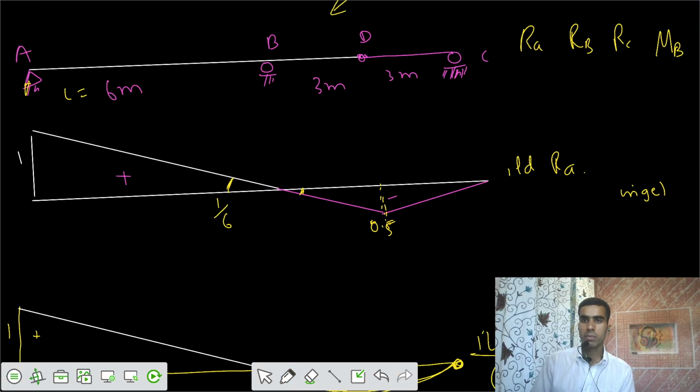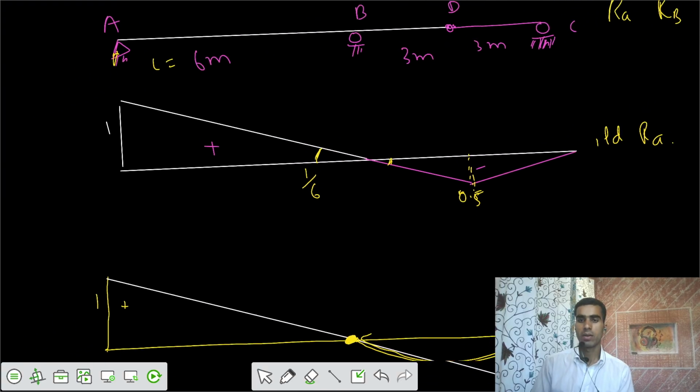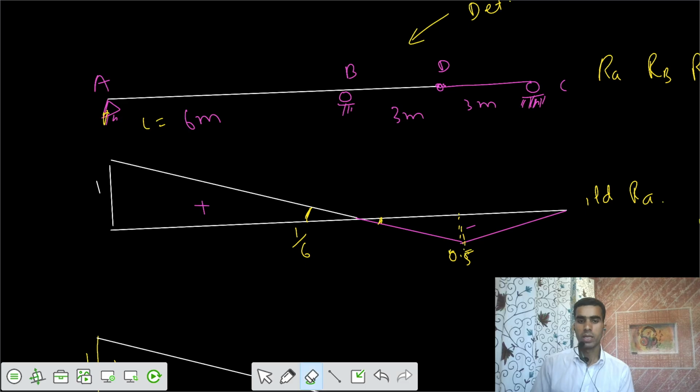Now for the reaction at B, we need to get the reaction at B now. Let's go for the reaction at B.